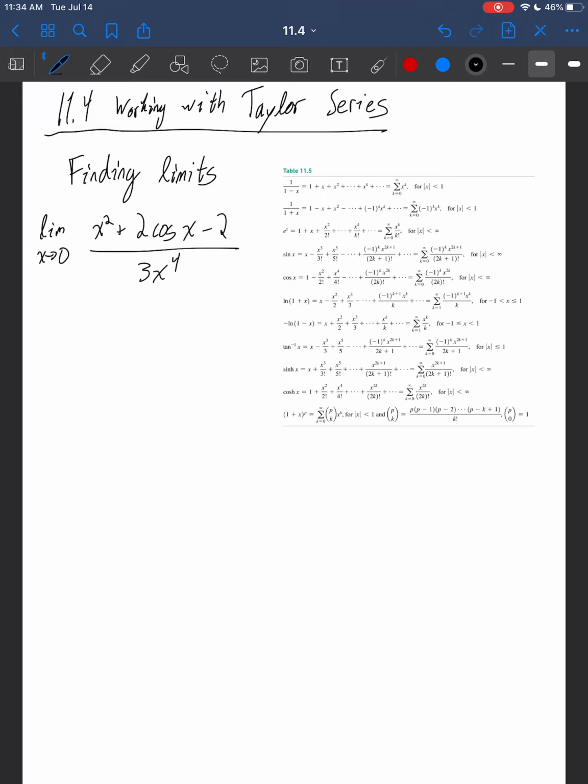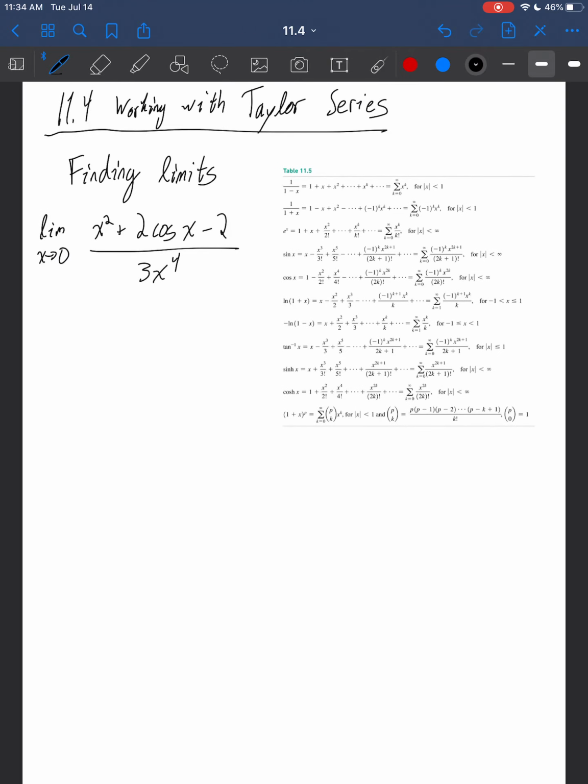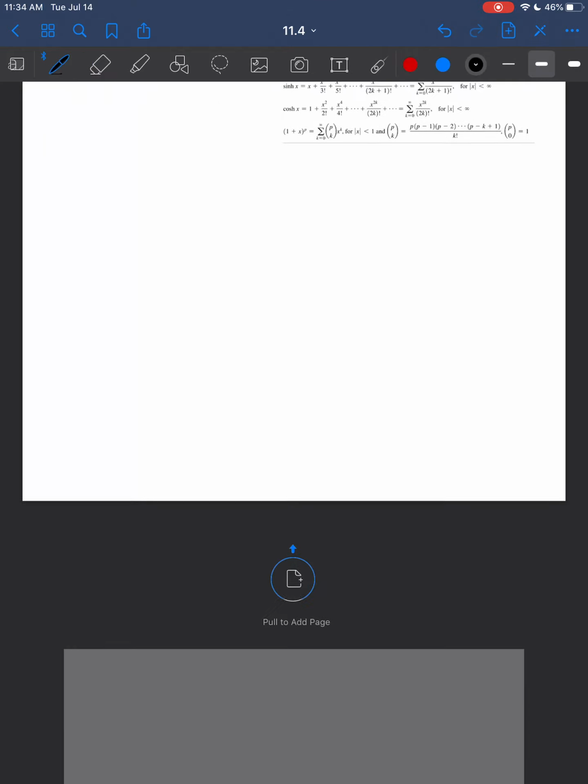But we are instead going to use Taylor series to actually come up with what this limit is going to be equal to. Okay, so really what we're interested in right now is this limit. And let me actually write this down a bit farther.